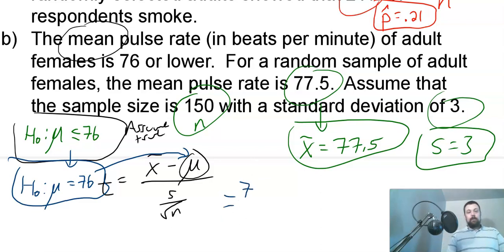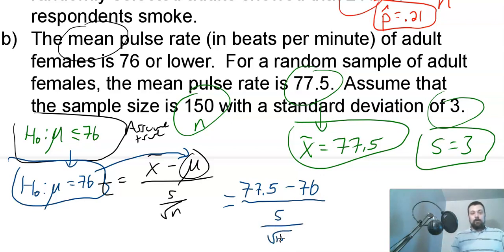The sample mean is 77.5 minus the population mean we're assuming is 76, even though we also assumed it could be anything less than that. The worst case scenario is it might be as large as 76. The sample standard deviation is 3, and the sample size is 150.